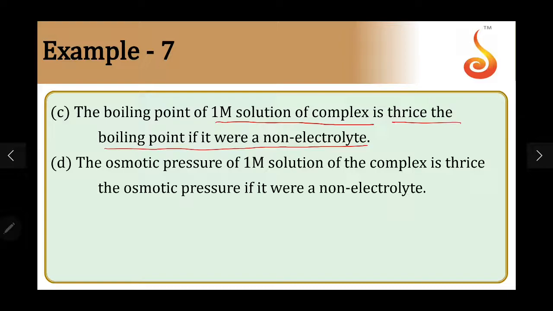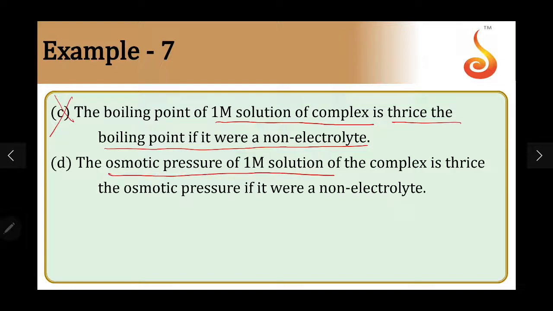So delta T is triple, but boiling point is not triple, because delta T is triple, boiling point is 100 plus 3 delta T. So for an aqueous solution, the boiling point is 373 Kelvin, the delta T is more but not the boiling point. Boiling point cannot be tripled, only elevation in boiling point can be tripled. So this is not a correct statement.